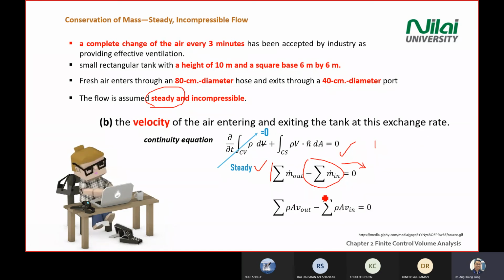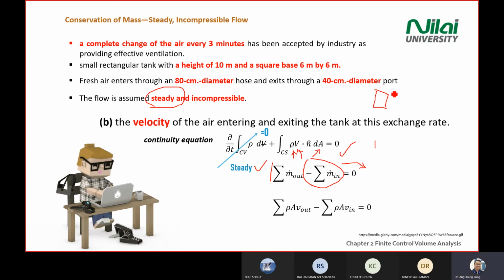So how do you get m dot? M dot, you use rho times the area times the velocity, you get m dot. All right. By looking at the CS component, this is rho, velocity, area.